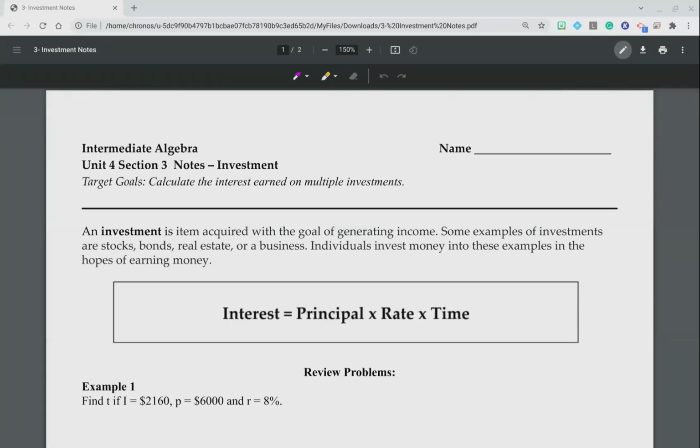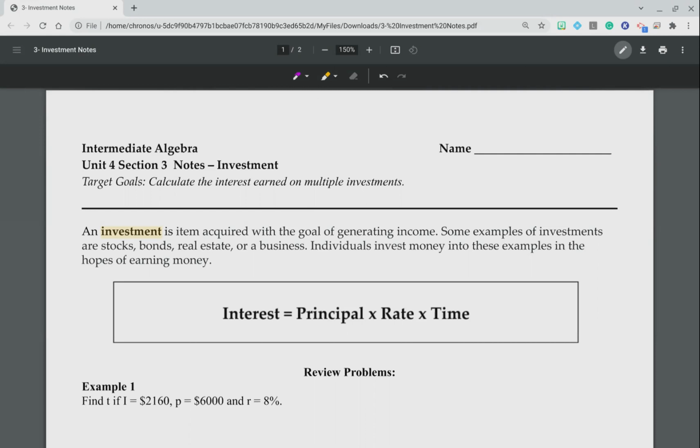Today we are going to be talking about investments. So an investment is an item acquired with the goal of generating income. For example, you're going to invest your money in something with the hopes of getting interest back and earning money on that. Some examples of investments you may have heard of would be stocks, bonds, real estate.